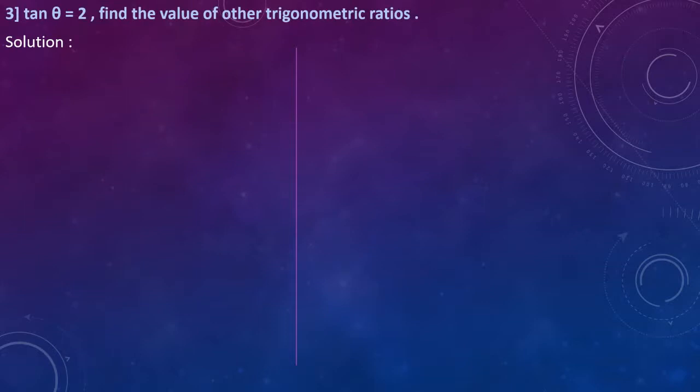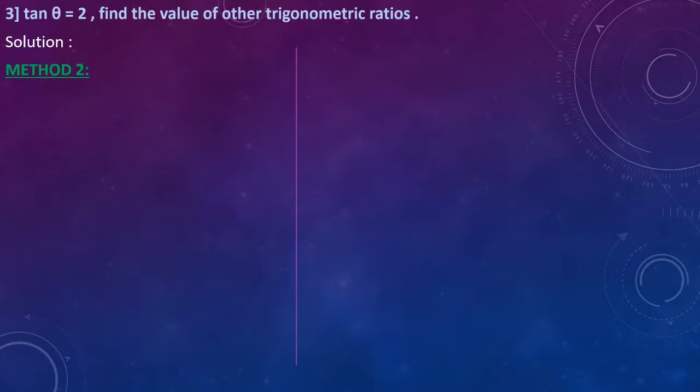Tan theta is equal to 2. Find the values of other trigonometric ratios. So they have given one trigonometric ratio, that is tan theta, which is equal to 2. We are going to find the values of remaining trigonometric ratios. Now we will do this question by method 2 because it will be easier to do by method 2.